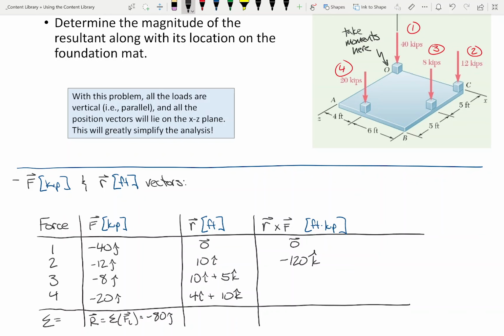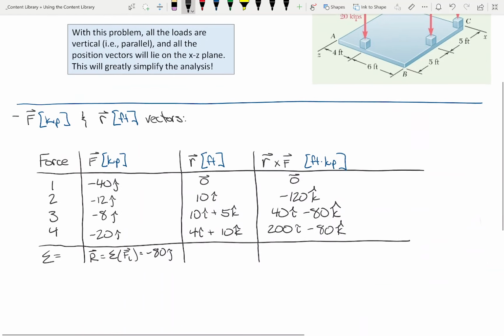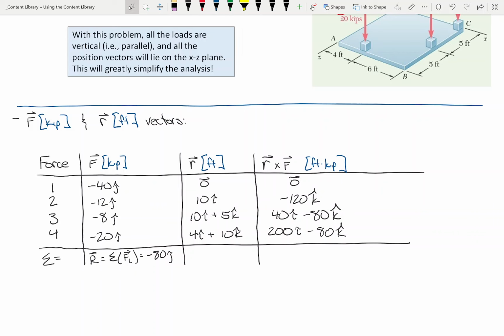So this is going to be 40i minus 80k. And if you'll trust me, I've got the answer for this one. I've got 200i minus 80k. Why is it positive 40? Because it's this times this, minus this times this, and that's negative, so it's two negatives. That's a good question. That's an easy thing to do, I put stuff in the wrong column, so don't feel bad.